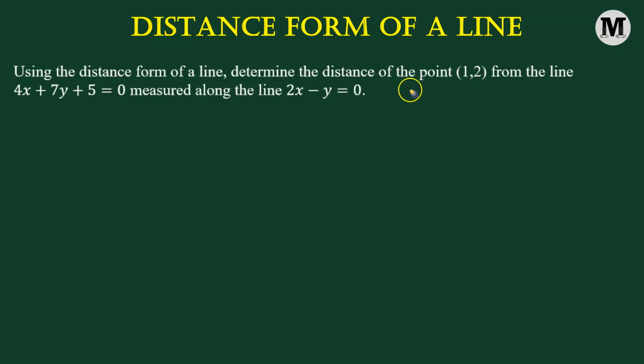Using the distance form of a line, determine the distance of a point having the coordinates (1, 2) from the line 4x + 7y + 5 = 0 measured along the line 2x - y = 0.